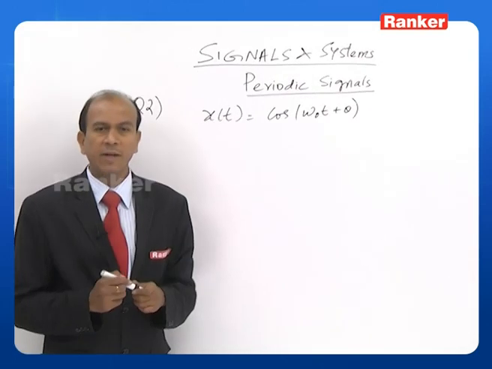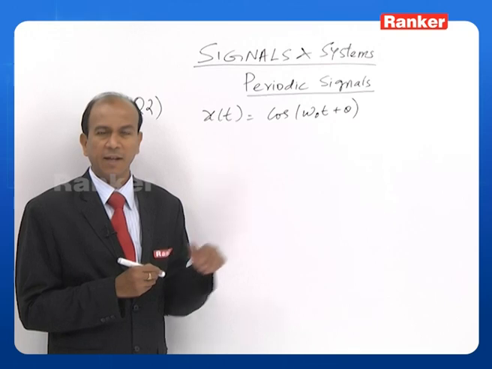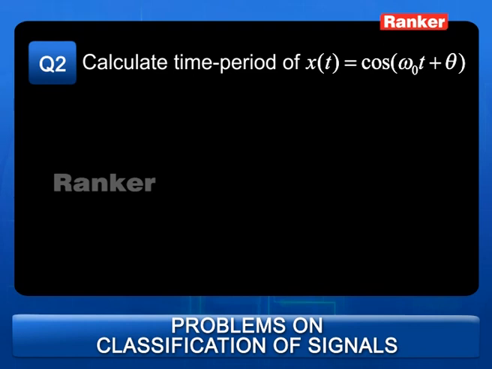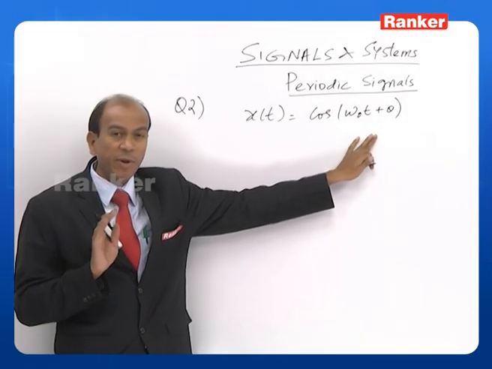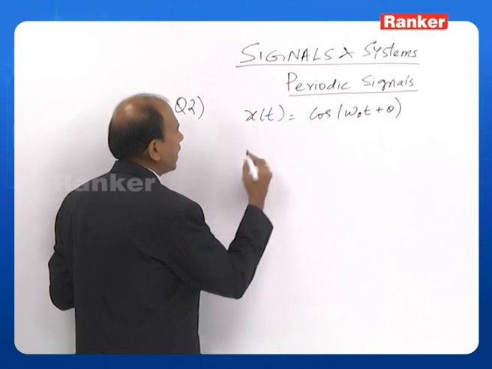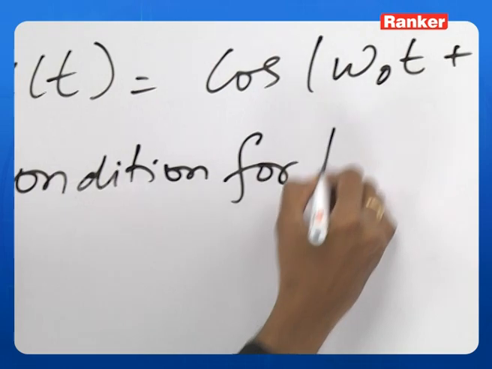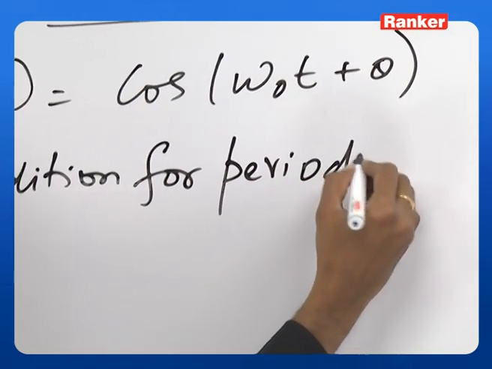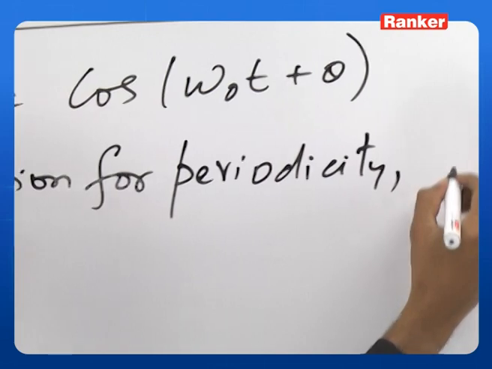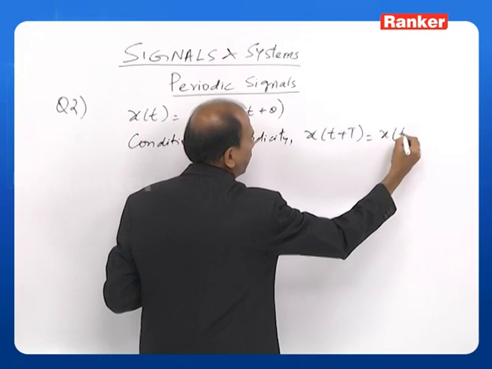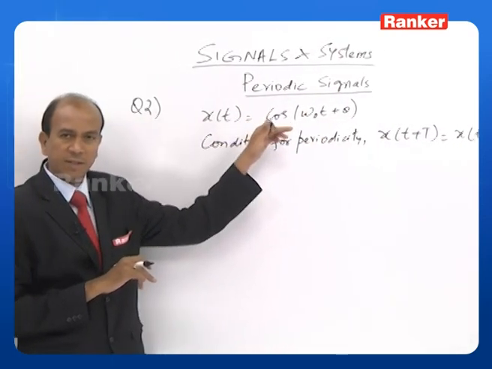Okay. Now, let us calculate the time period of another given signal. Here also we will try to find out the conditions under which this becomes periodic. It is a cos signal. Question number 2, x of t is equal to cos of omega naught t plus theta. What is the condition for periodicity? We have written it earlier, so let us write it again. For periodicity, x of t plus T must be equal to x of t. We remembered this. Now, let us write that same thing here.